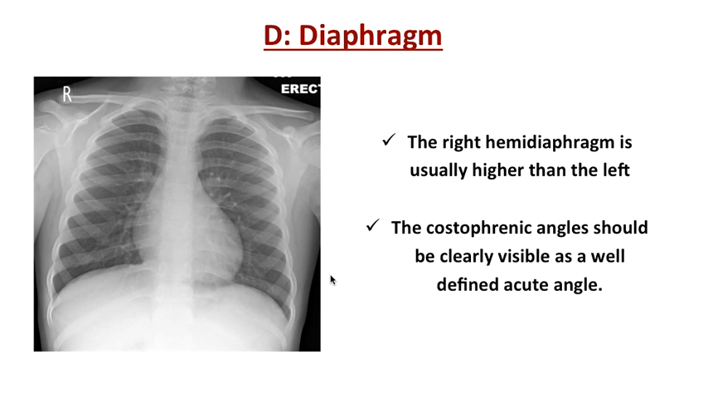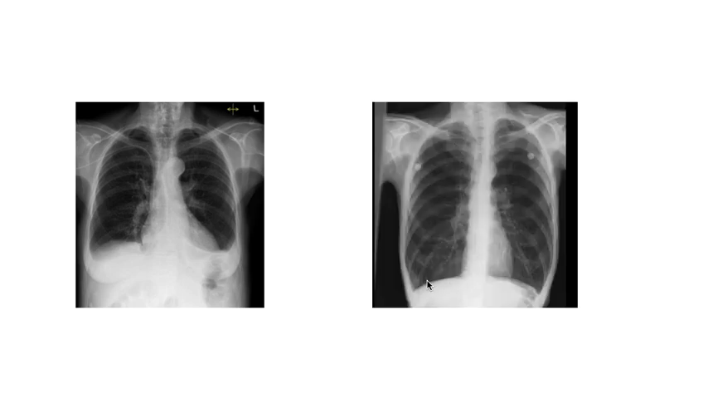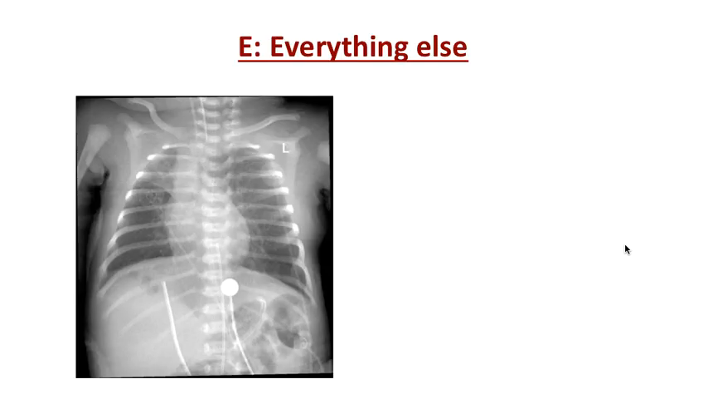The next in the approach is D, that is diaphragm. So we look at the diaphragm. We have already discussed some part of it, that we have to look for the costophrenic and the cardiophrenic angles, and the costophrenic angle should be clearly visible as a well-defined acute angle, right? Obliteration of these angles can happen in pleural effusion, like we saw in the previous X-ray as well. But sometimes even in hyperinflation, these angles become slightly obliterated or become obtuse, right? So in a case of asthma or COPD, these angles may also become obtuse.